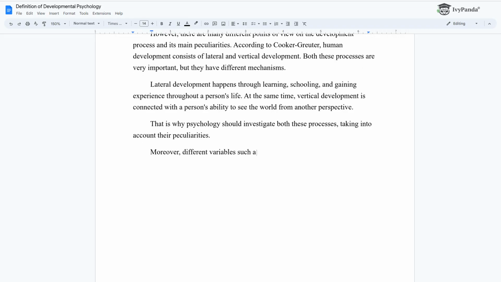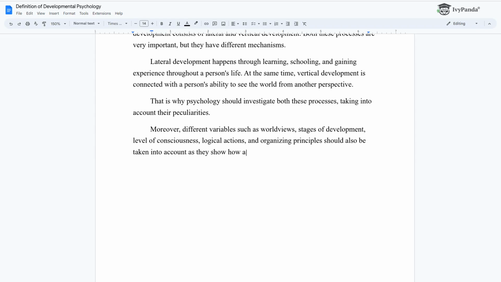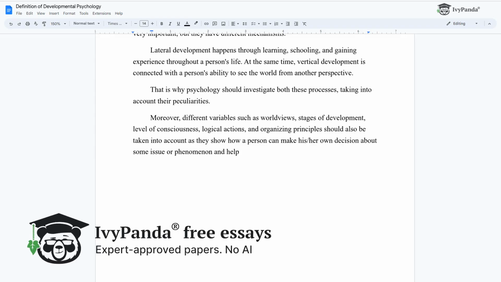Moreover, different variables such as worldviews, stages of development, level of consciousness, logical actions, and organizing principles should also be taken into account as they show how a person can make his/her own decision about some issue or phenomenon and help to understand peculiarities of his/her development better.